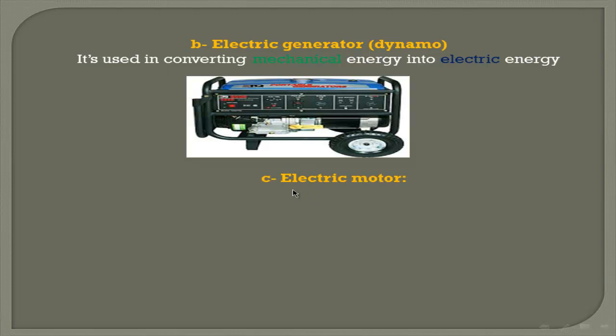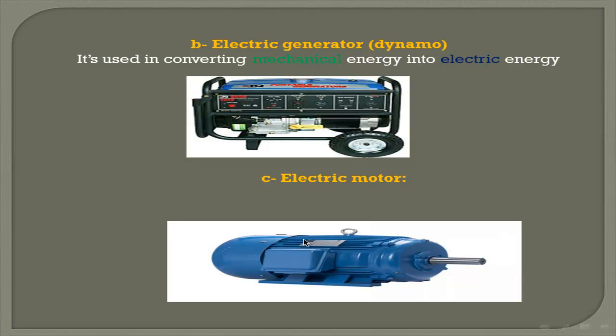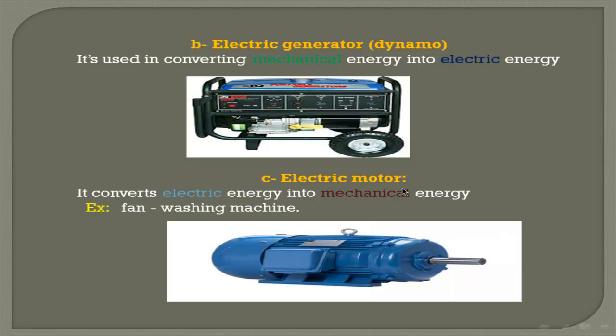The third example of electromagnetic force is the electric motor. This is the electric motor. Its function is opposite to the function of the electric generator. It's used to convert electric energy to mechanical or kinetic energy. The dynamo changes kinetic or mechanical energy to electric, while the motor is the opposite: it converts electric energy to mechanical or kinetic energy.